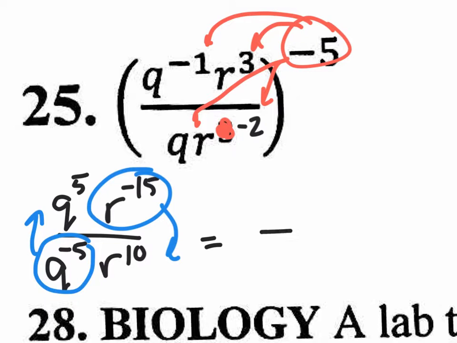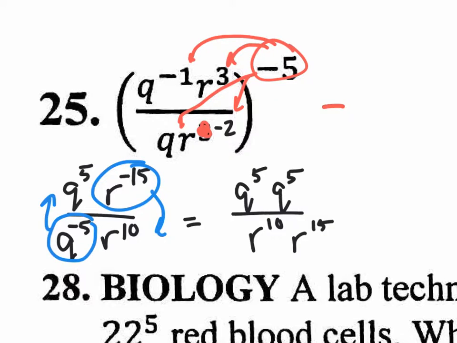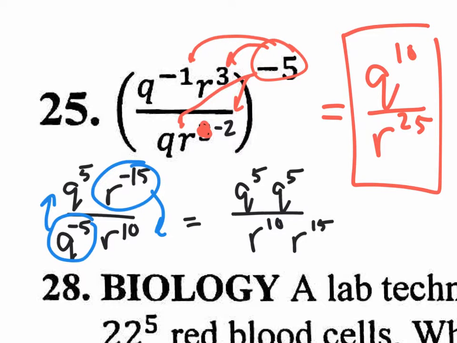So let me rewrite my fraction so far. I have q to the +5 that I moved up right next to the q to the +5 that was already up there. And on the bottom I have my r to the 10th, but I'm also going to move down that r to the -15th, and it's going to become r to the +15th. And last but not least, I'm going to apply rule 1, which is when I'm multiplying with the same base, all I need to do is add the exponents. So my final answer for number 25 should be q to the 10th over r to the 25th.